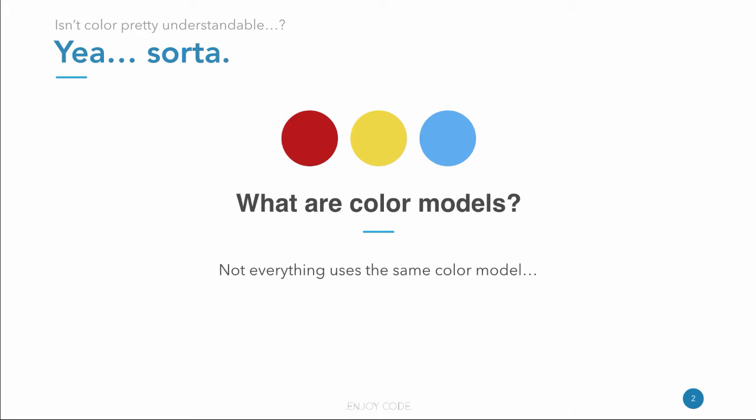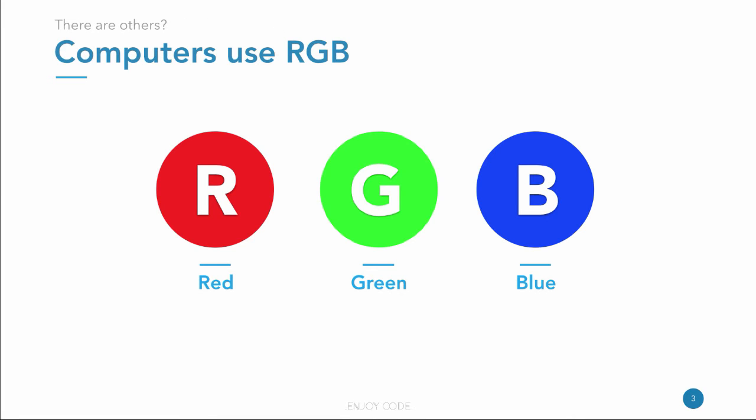But not everything uses that same color model. Computers use a color model, but it's not that one. Computers use RGB, red, green, and blue. These are also sometimes called the primary colors of light. And these are the actual shades of red, green, and blue on the computer, the pure shades of it. They're much brighter than you see in paint normally. And to make other colors, you also mix these, but they mix a little differently.